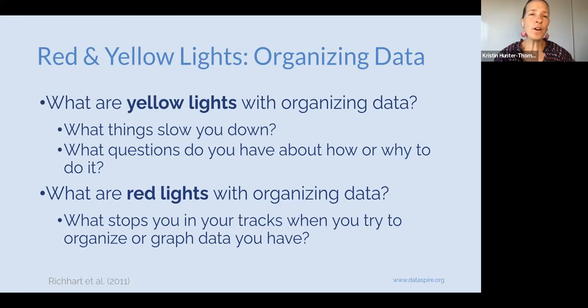What are yellow lights with organizing data? By that, I mean, what are things that have slowed you down in the past? What are questions you have about how or why we should even organize data? And then what are some red lights with organizing data? What in the past has absolutely stopped you in your tracks when you try to organize or graph your data? Yellow lights, red lights. What are some of those for you?